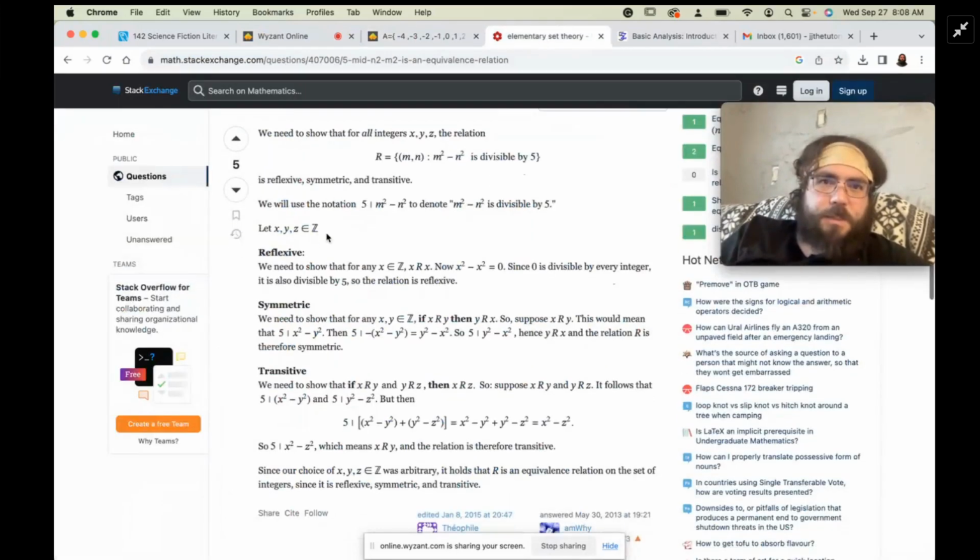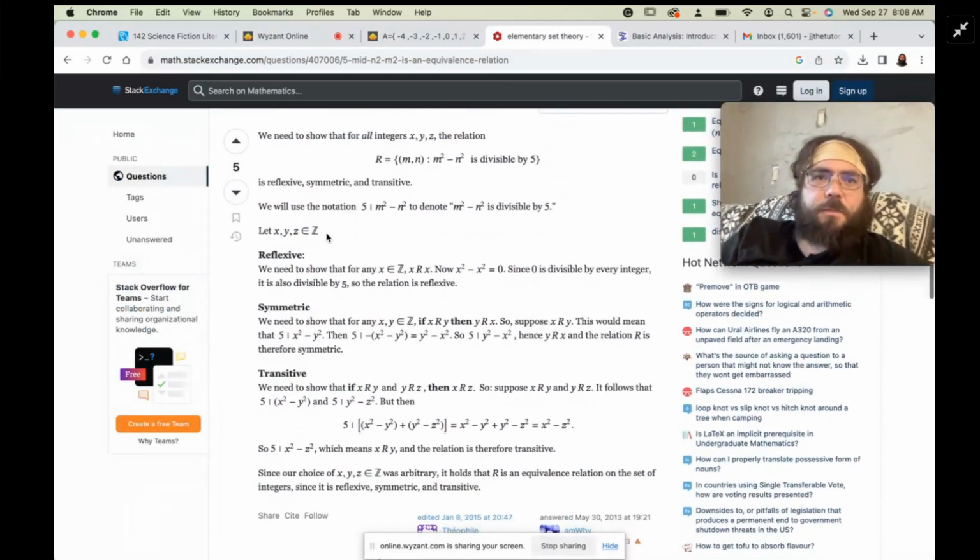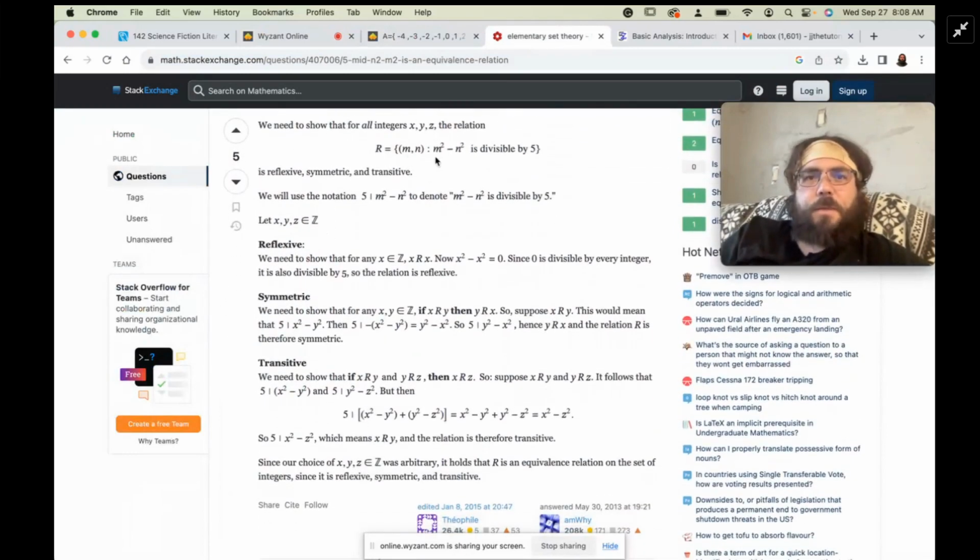So this is the same. I found this solution here. This is the same exact question as R's M, N, and in this case, they're going to do reflexive, symmetric, and transitive to find out if it's an equivalence relation, which it would have to meet all three of those in order to be an equivalence relation.